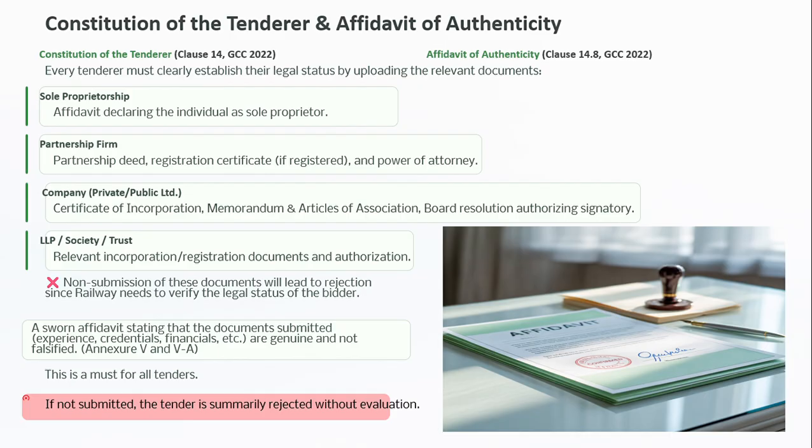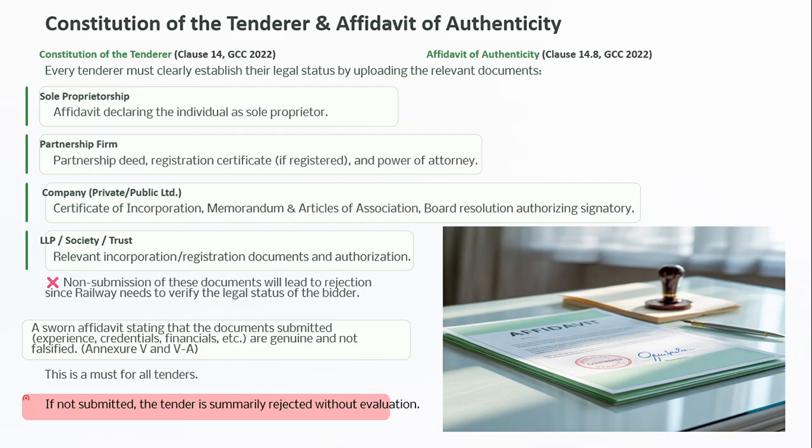Non-submission of these documents will lead to rejection, since the railway needs to verify the legal status of the bidder. A sworn affidavit stating that the documents submitted, experience, credential, financial, etc. are genuine and not falsified, and that the company is not blacklisted and is not working with any enemy countries of India.